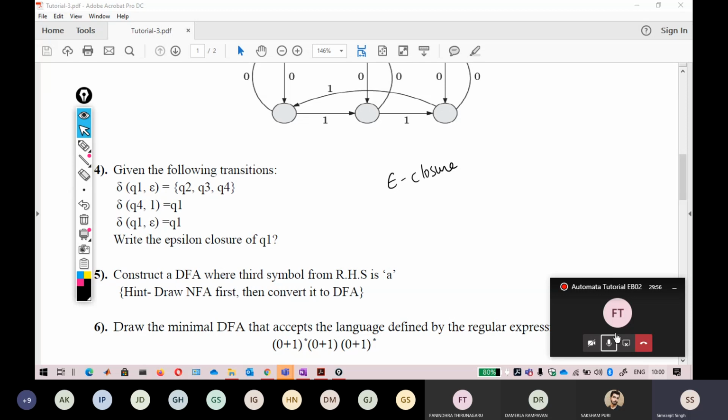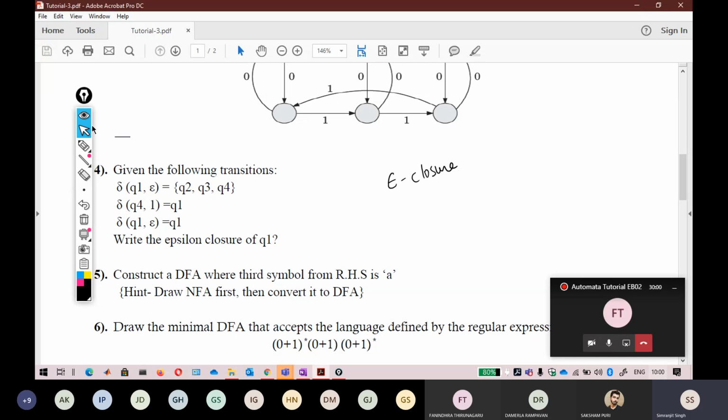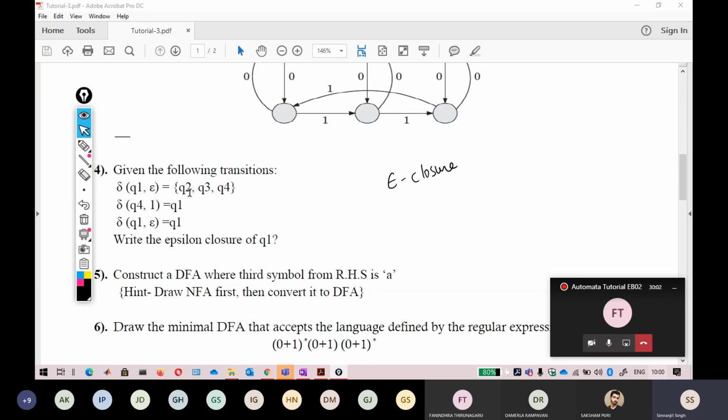Can anybody tell me the epsilon closure of Q1? The transitions are also given. On epsilon, Q1 goes towards Q2, Q3 and Q4. Q1 on 1 goes towards Q1. So for the epsilon closure, if I start from Q1, you know that Q1 will automatically be included.